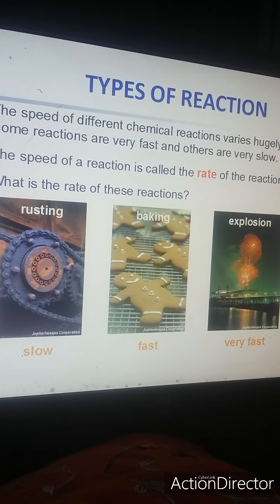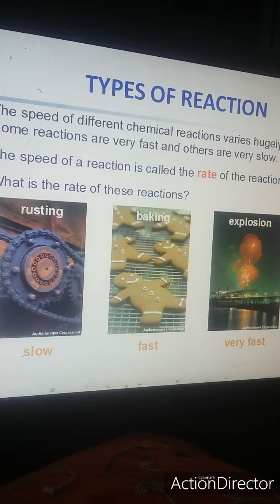Now let us study the types of reactions. Depending upon the speed, reactions are of different types. Some reactions occur so fast that within a fraction of a second they are complete, and some reactions are so slow that they can take weeks to occur. So depending upon the speed, or what is known as the rate of the reaction, reactions are of three types. One is the slow reaction, second is the fast or moderate reaction, and third is the very fast reaction, which occurs instantaneously.